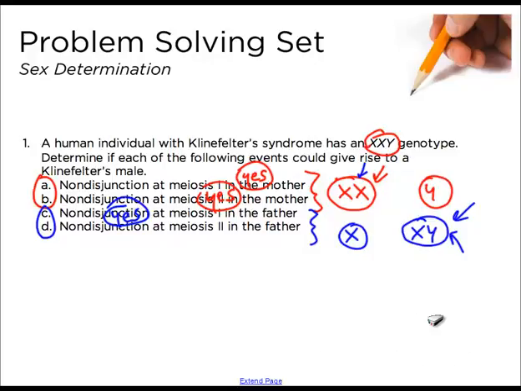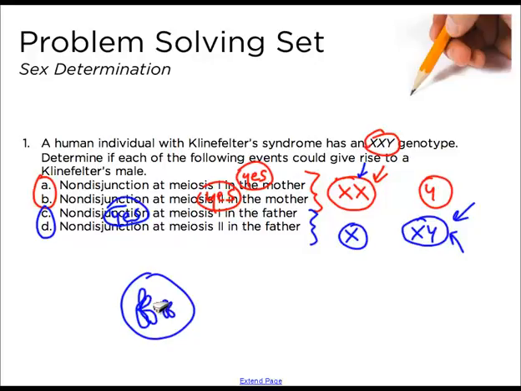All right. Non-disjunction at meiosis 2 in the dad. So here again, I shouldn't have erased that part. And I should also learn to draw. But I'm hoping it's good enough for you guys.